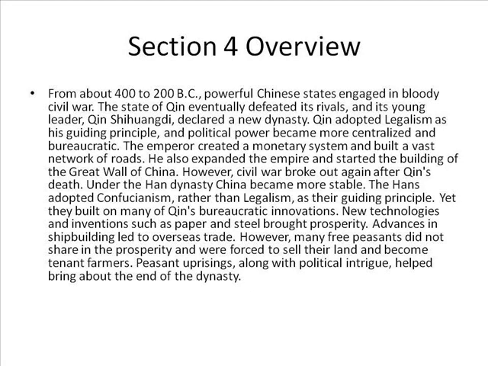Under the Han Dynasty, China became more stable. The Hans adopted Confucianism rather than legalism as their guiding principle, yet they built on many of Qin's bureaucratic innovations.